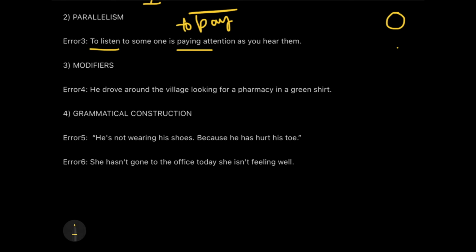Okay, so here error क्या हो सकता है? The ball was with a thin boy which was circular in shape. इसका मतलब हो जाएगा boy was circular in shape because the closest subject is the boy. तो इसीलिए modifiers को हमें perfectly place करना है. Based on that, यहाँ पर एक example लेते हैं. He drove around the village looking for a pharmacy in a green shirt.